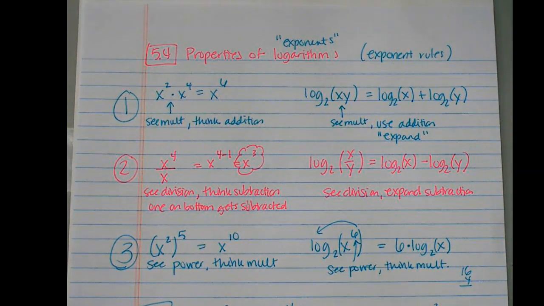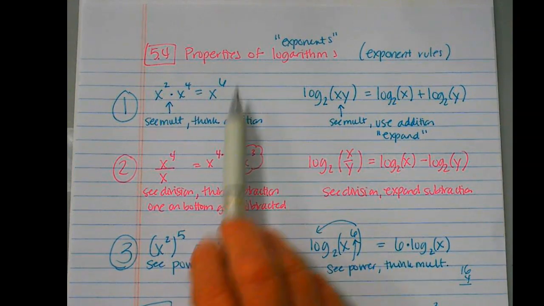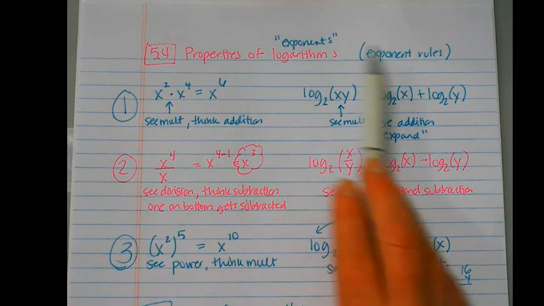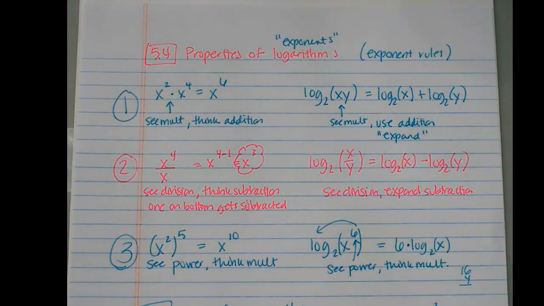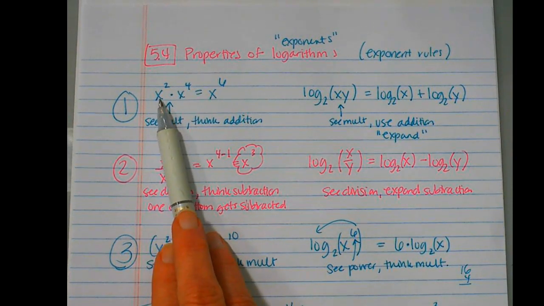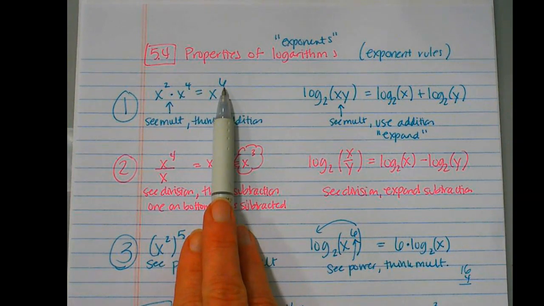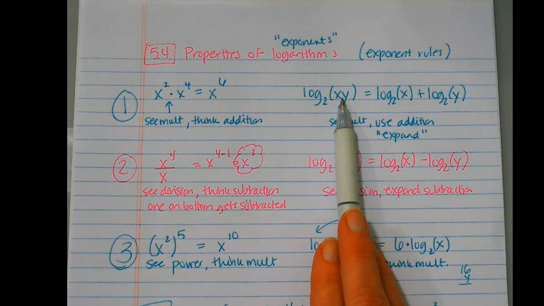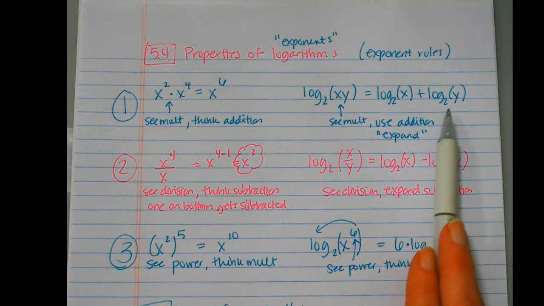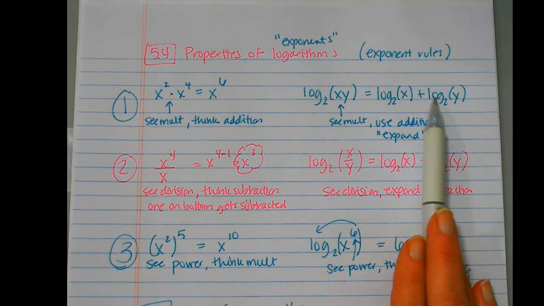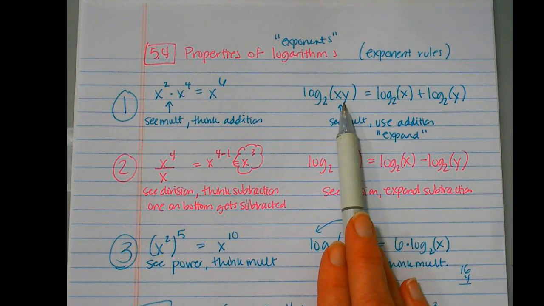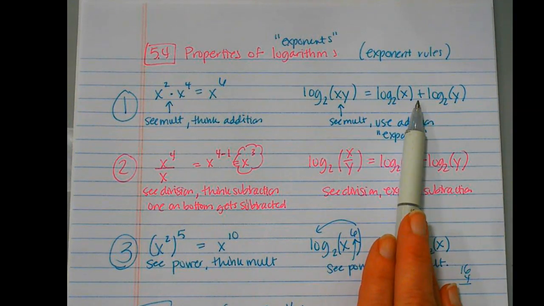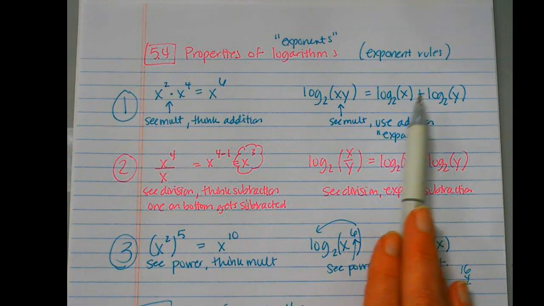So yesterday what we said was logarithms are exponents. There are some exponent rules that we can apply to logarithms since they're exponents. One of them is if you see multiplication, you can add the exponent. So 2 plus 4 is 6. So if you see multiplication in a logarithm, you can do what we call expansion, where you separate them with addition. So multiplication in the argument means you can separate them with an addition sign.